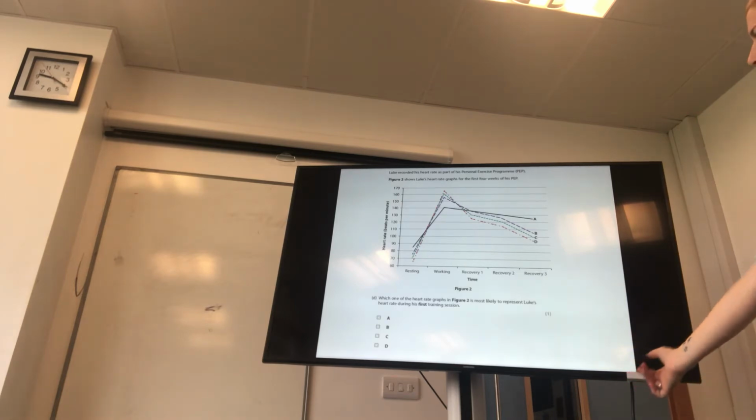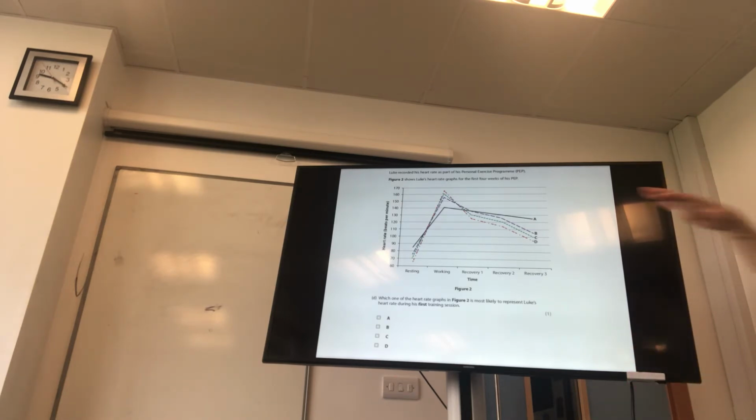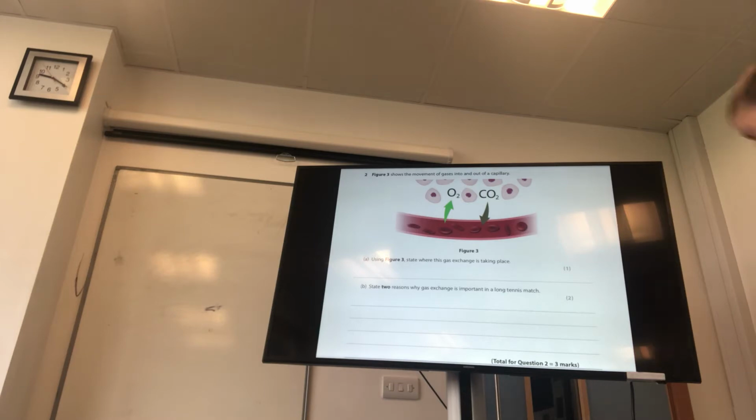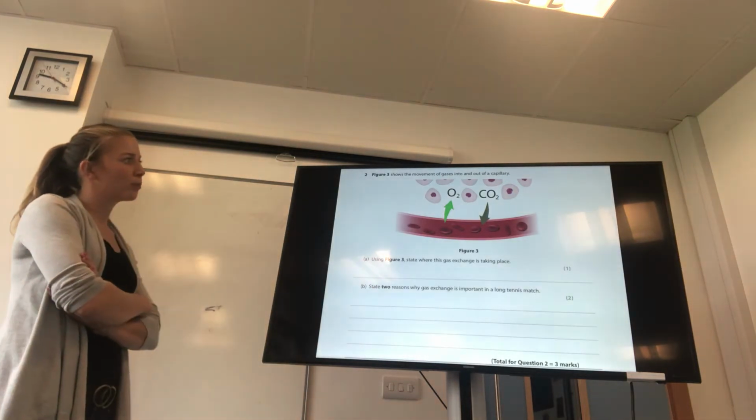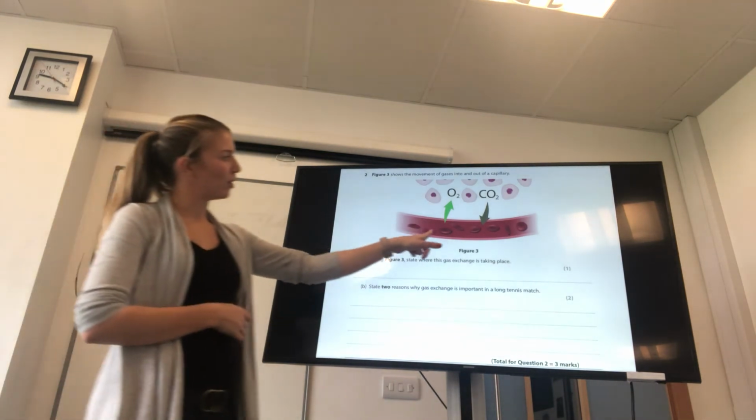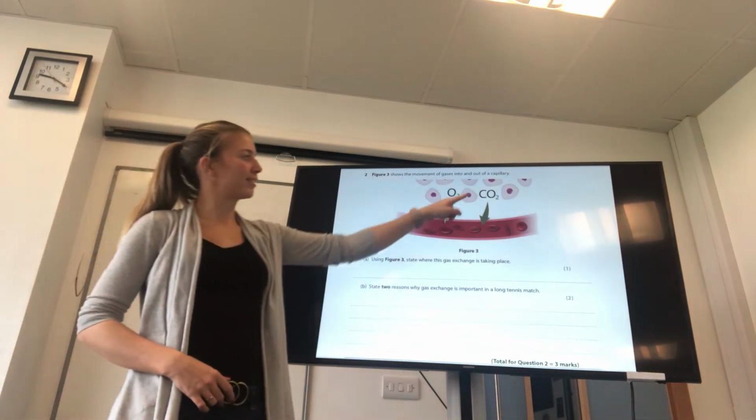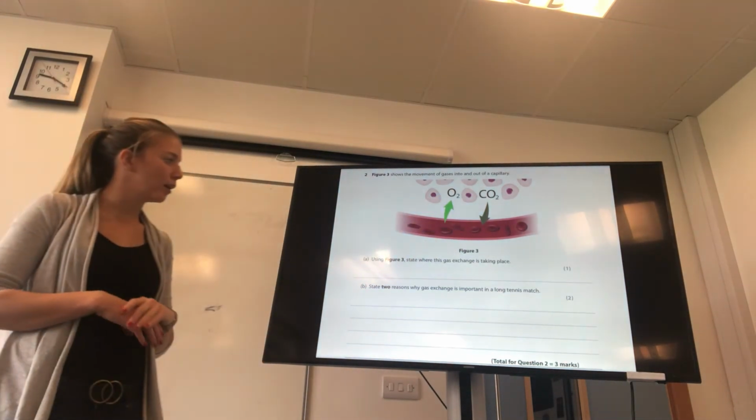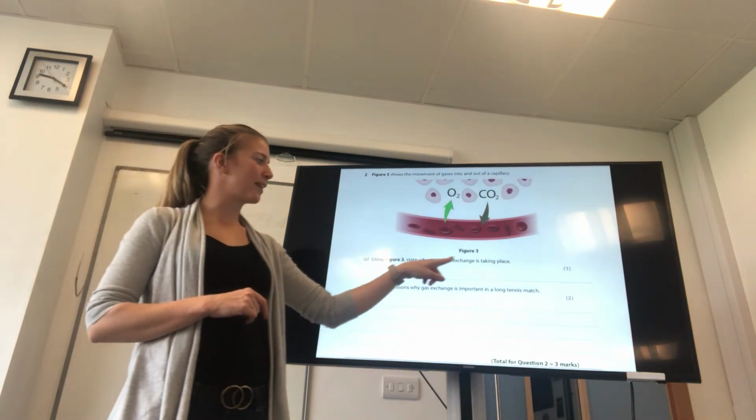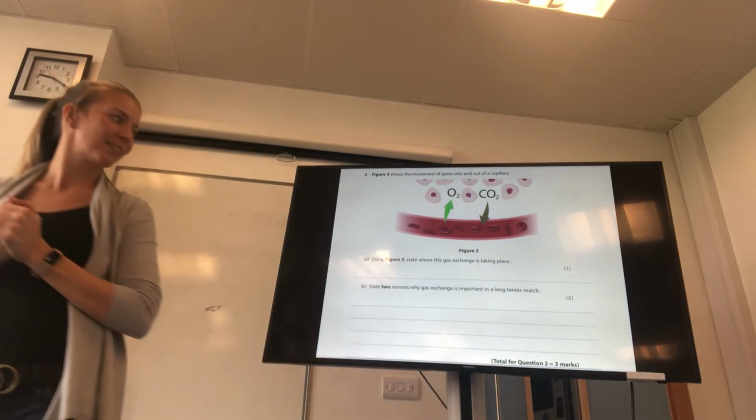What question is it? 4. Yeah, ignore the question numbers they say, because I've had to skip ones where we haven't covered it at all. Okay. Longer question. D. Sorry, my fault. So 1 mark and a 2 mark, so you've got an A and B. This picture shows the movement of gases in and out of the capillary, so it's got O2 going to here and CO2 going in. So it's O2 coming out of the capillary, CO2 going into it. That's really important. Using figure 3, state where this gas exchange is taking place.